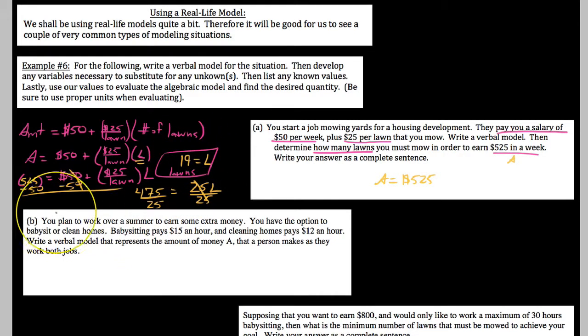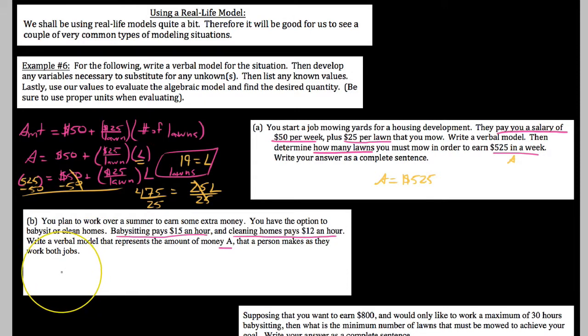Now, letter B. It says, we plan to work over a summer to earn some extra money. We have the option to babysit or clean homes. We know that babysitting pays $15 an hour, and cleaning homes pays $12 an hour. Write a verbal model that represents the amount of money A that a person makes as they work both jobs.